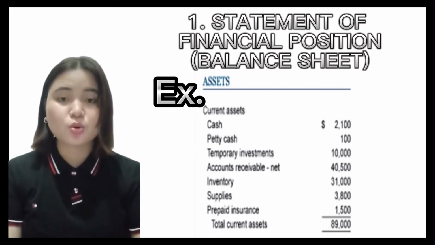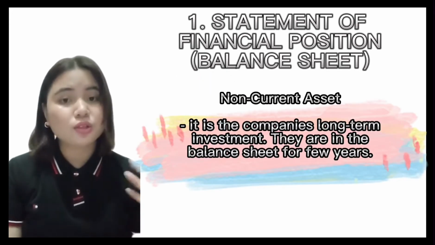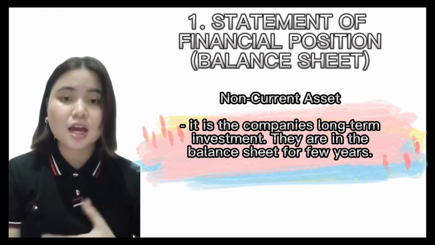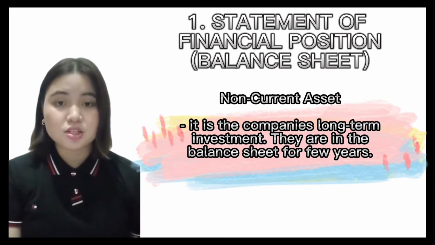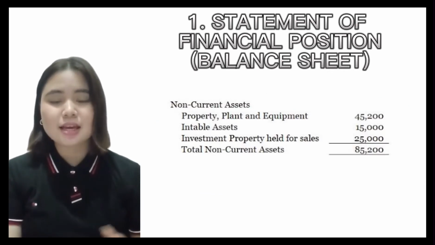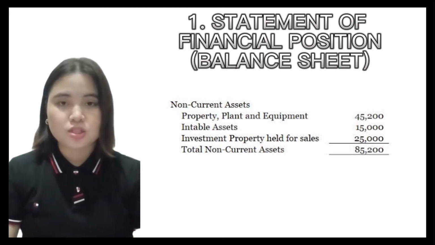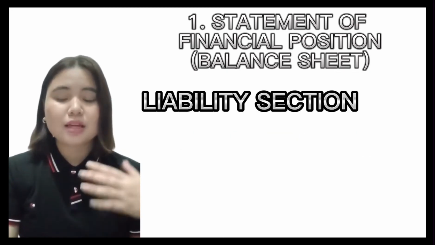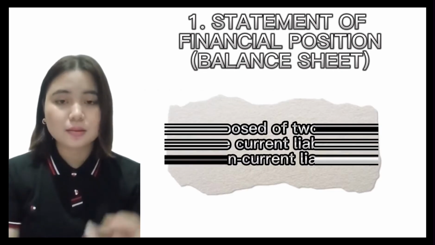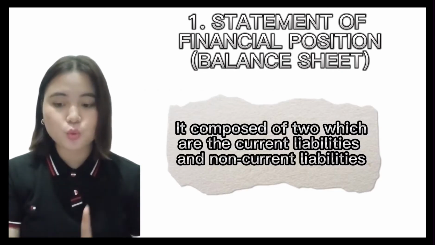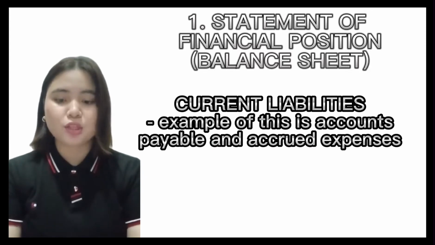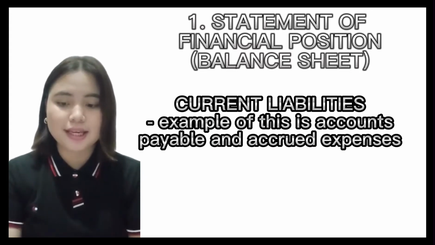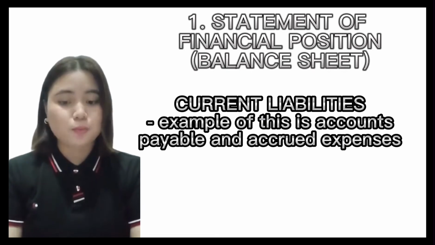Next one naman po is yung non-current asset. Yung non-current asset is a company's long-term investment. Then, they are on the balance sheet for a few years. Ang examples nito are plants, equipment, and furniture. Next one naman po is yung liability section. Yung liability section is composed of 2, which are current liabilities and non-current liabilities. Yung current liabilities, examples po nun are accounts payable and accrued expenses.